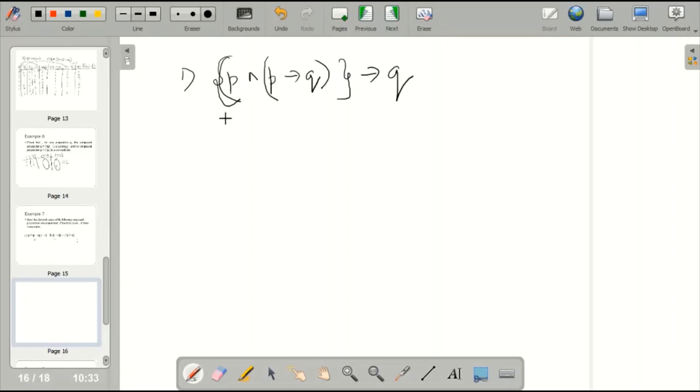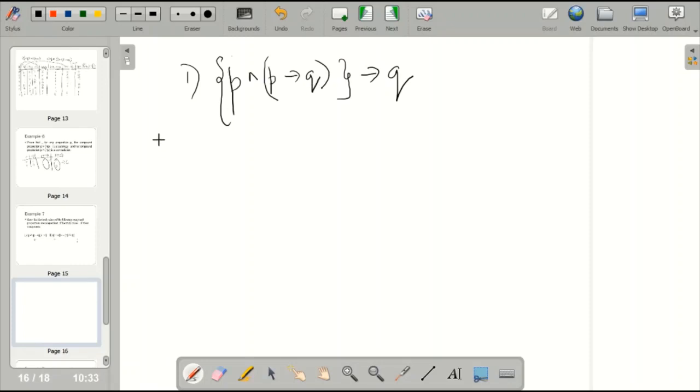Okay, so this is nothing but there is this one. So first problem, flower bracket. Then we had P and P conditional Q within this bracket. Okay, now let us solve.